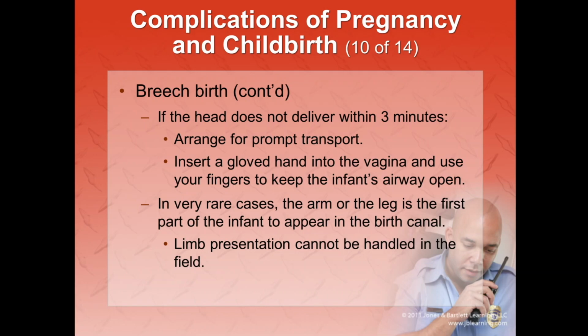In very rare cases, the arm or the leg is the first part of the limb of the infant to appear in the birth canal. Keep in mind that a limb presentation cannot be handled in the field, and that this is a true medical emergency, and that prompt transport is the only way to safely deliver this infant.